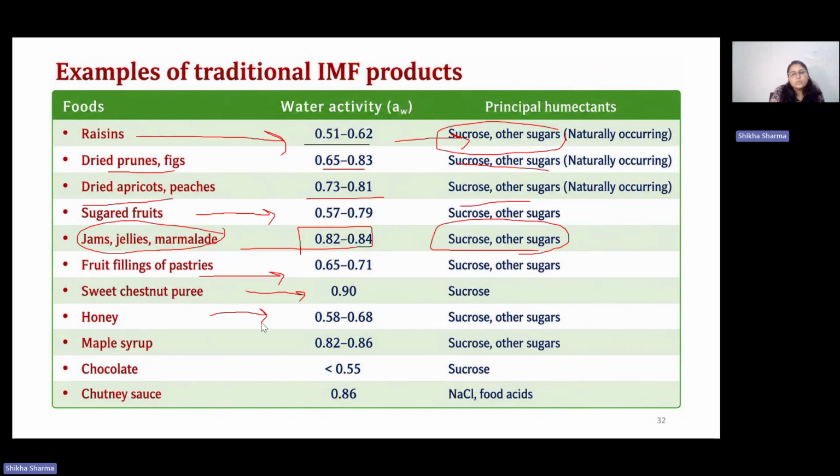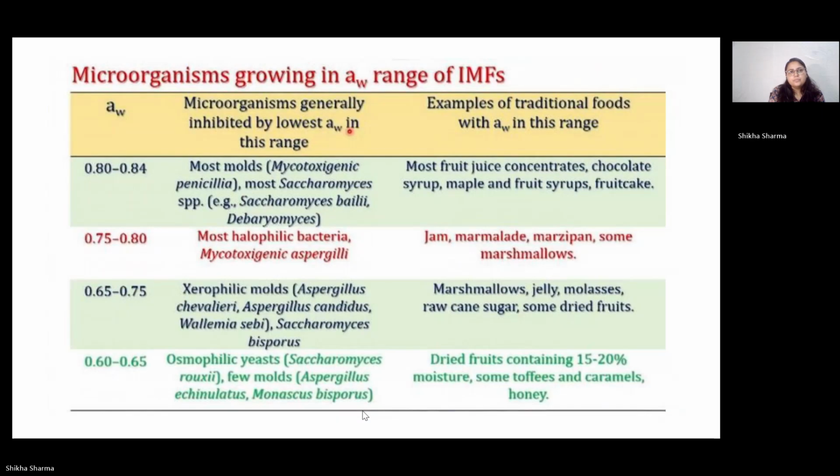So in honey, sucrose can be there, and fructose is also naturally present. In maple syrup, 0.82 to 0.86 is the water activity, and the principal humectant can be sucrose or other sugars. In chocolates, less than 0.55 is the water activity, and sucrose can be added as the principal humectant. And in chutney sauces, NaCl and food acids are the principal humectants, and the water activity is 0.86.